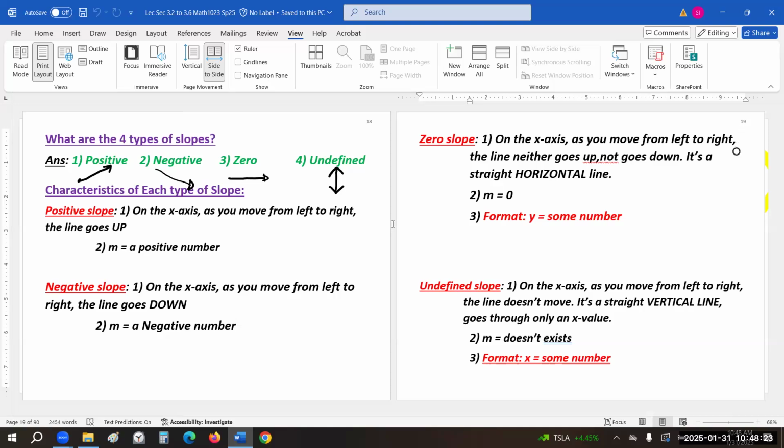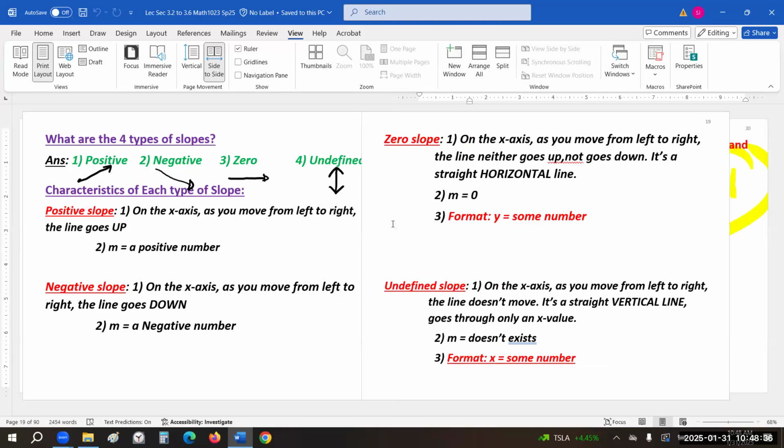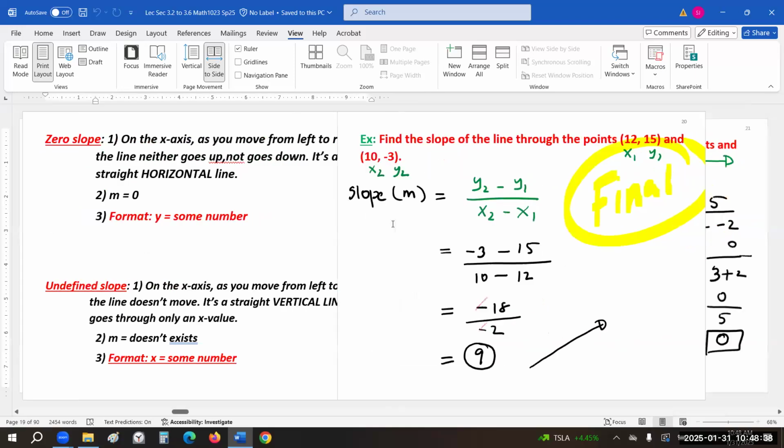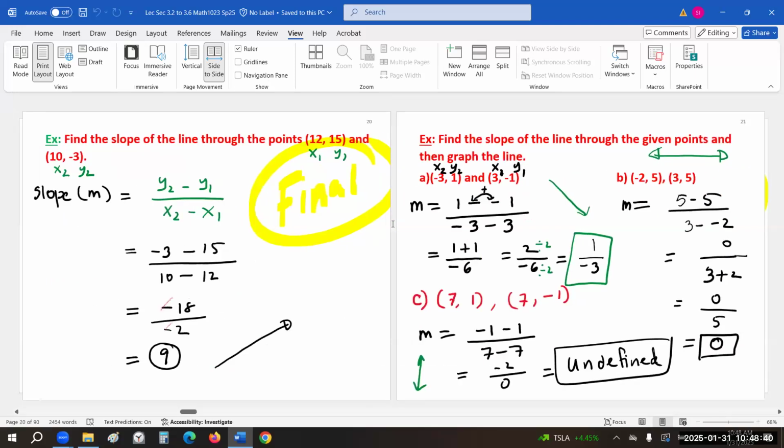When you have a zero slope, which is a horizontal line, it means it's y equals some number. And when we have undefined slope, it's a vertical line. So its equation is x equals some number. And then we did a few examples. And then we did some interesting questions.